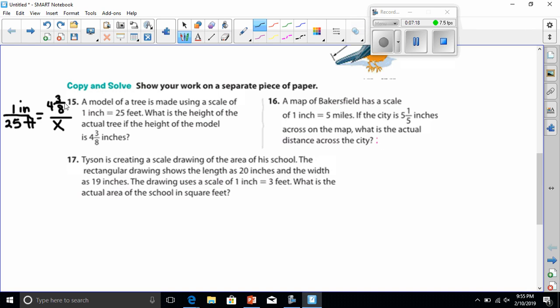First of all, we want to take this proper fraction and turn it into an improper one. I mean, we can't leave it like this for right now, but let's just do that. If I do that, I see that I have 1 inch, cross multiplying, I have 1 inch times x. So that's going to be 1 times x has to equal 25 times 4 3/8.